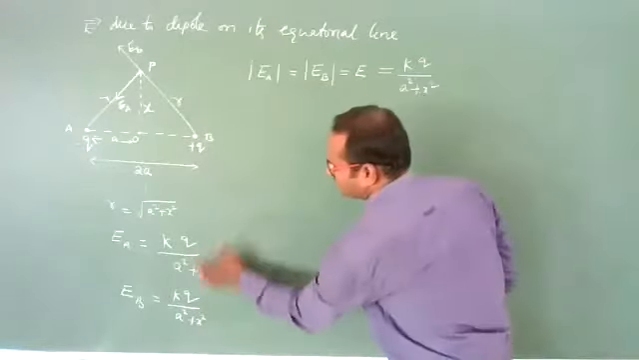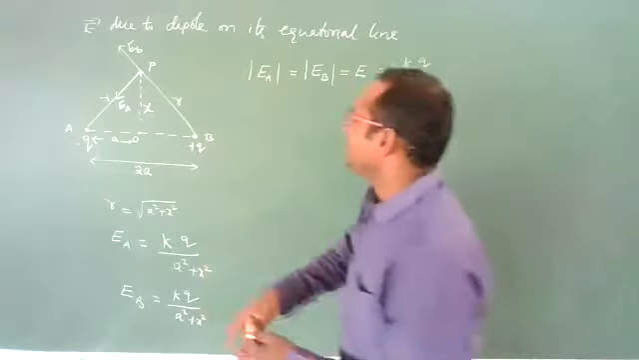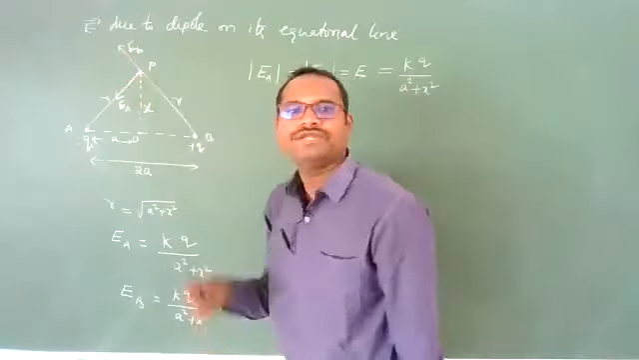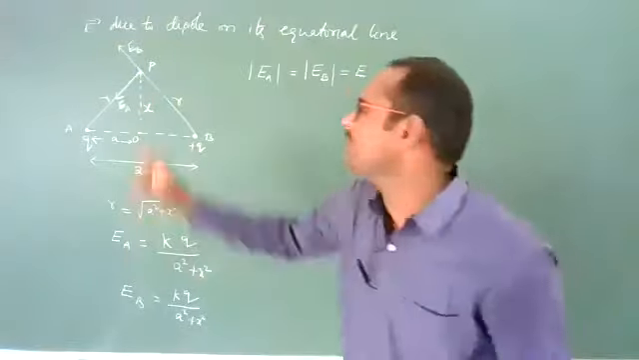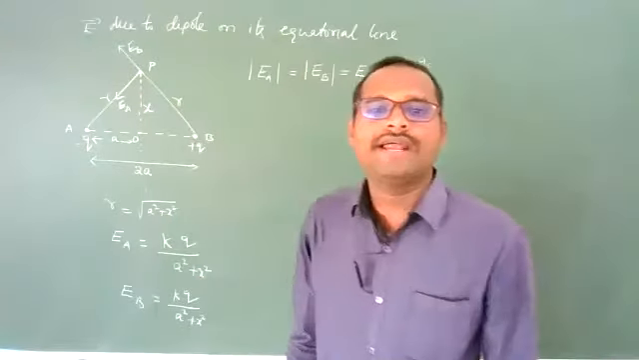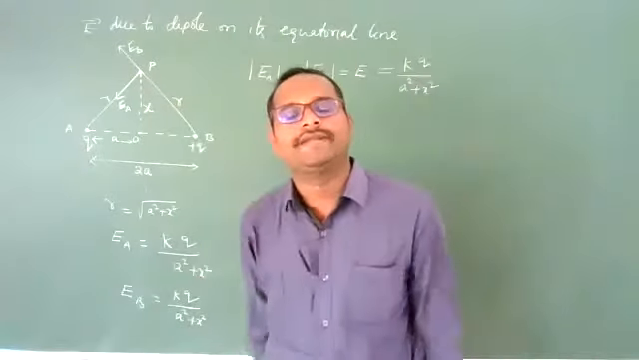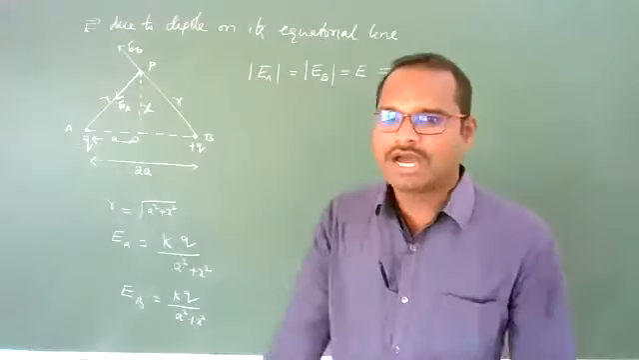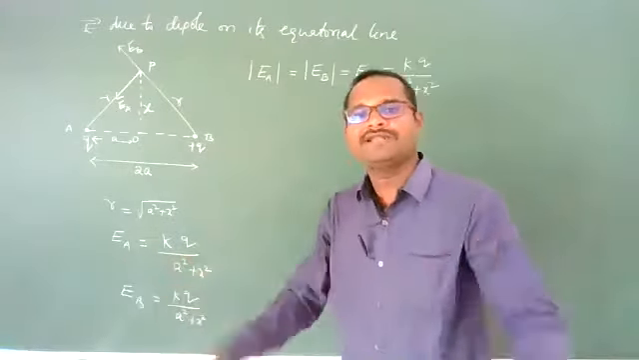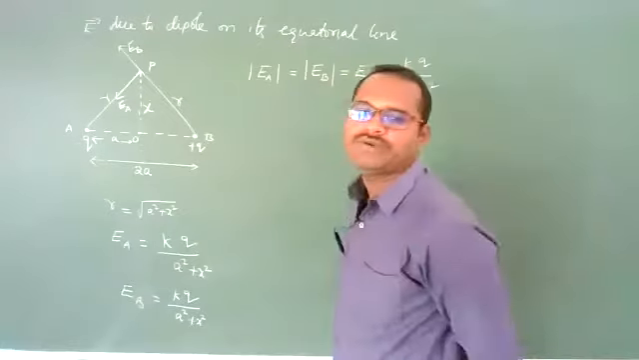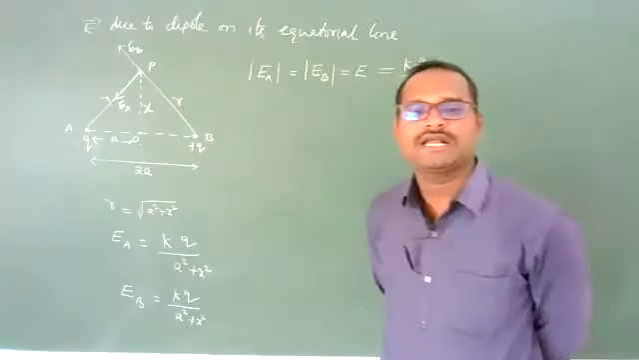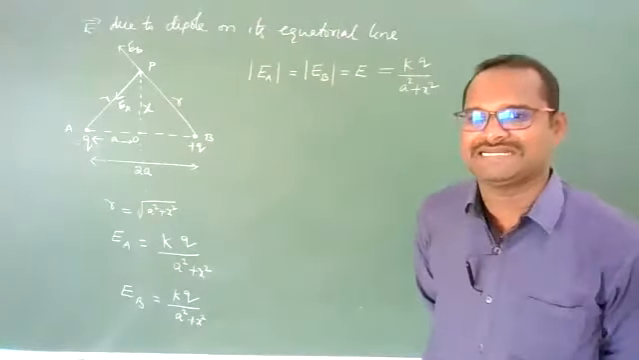Both the magnitudes are same. Now they are in different directions. Now we need to add them to get the net electric field at point P. How to add? You can use triangular law, you can use parallelogram law, or you can use components of vectors. Any method you can use. I am using components of vectors.